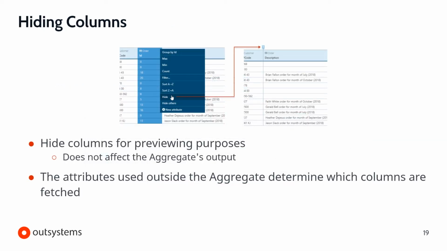Aggregates allow hiding columns for previewing purposes. This is particularly important when there are a lot of attributes in the previewer, to help us visualize the most relevant ones. This does not affect the output of the aggregate at runtime. Actually, OutSystems has an optimizer that analyzes the columns of the output that are being used outside the aggregate and only fetches those, instead of all of them, regardless of whether they appear in the previewer or not.